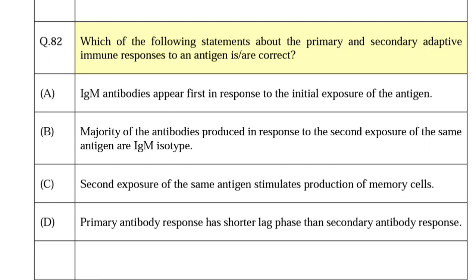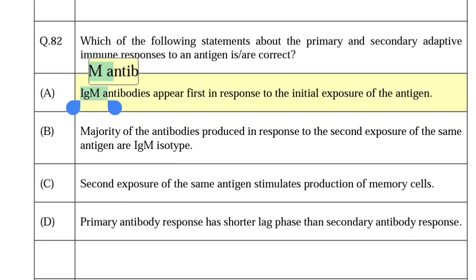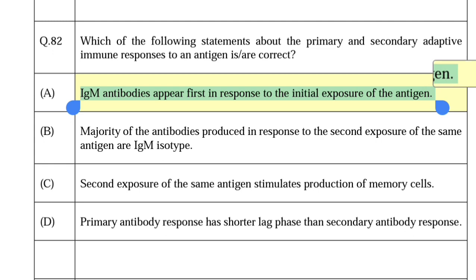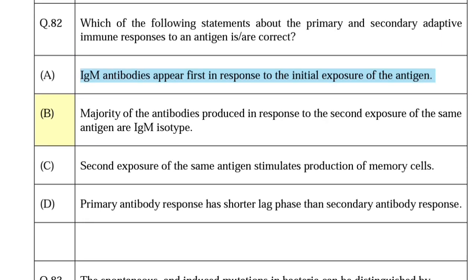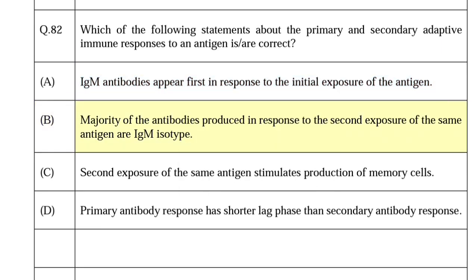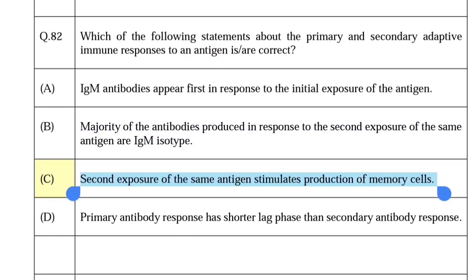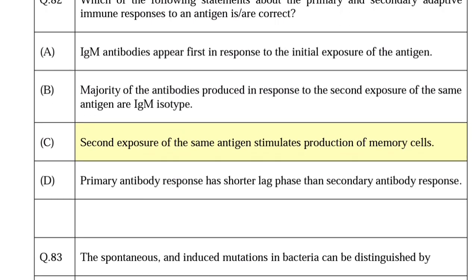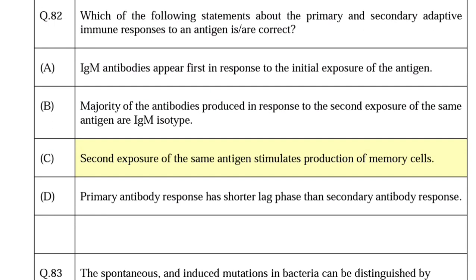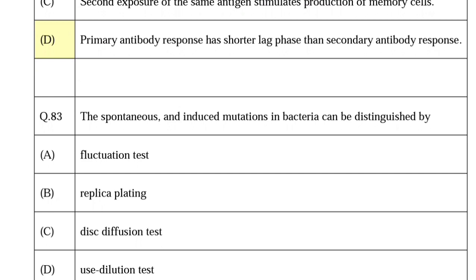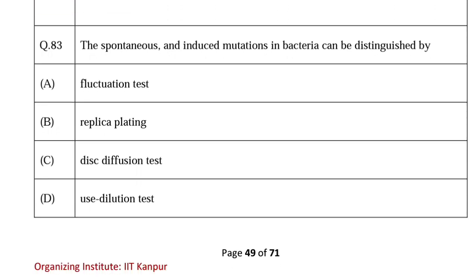is correct? A. IgM antibodies appear first in response to the initial exposure of the antigen. B. Majority of the antibodies produced in response to the second exposure of the same antigen are IgM isotype. C. Second exposure of the same antigen stimulates production of memory cells. D. Primary antibody response has shorter lag phase than secondary antibody response.